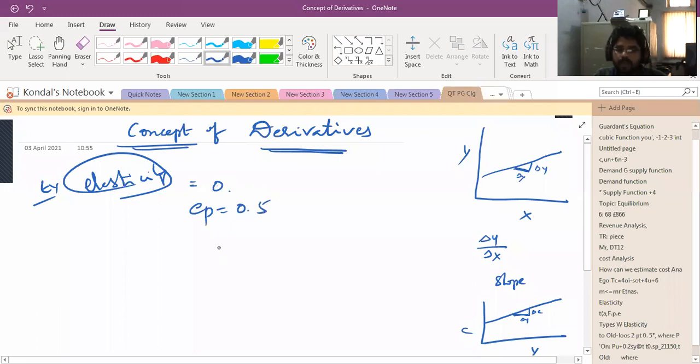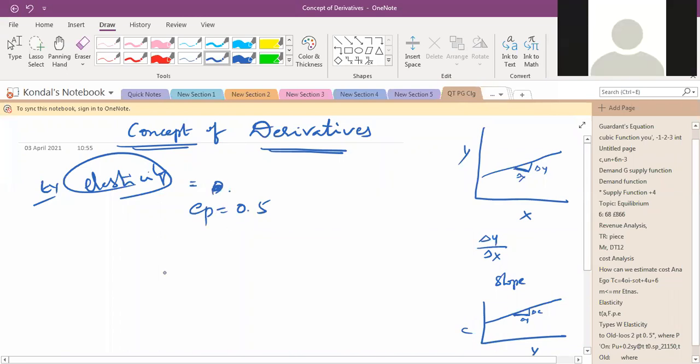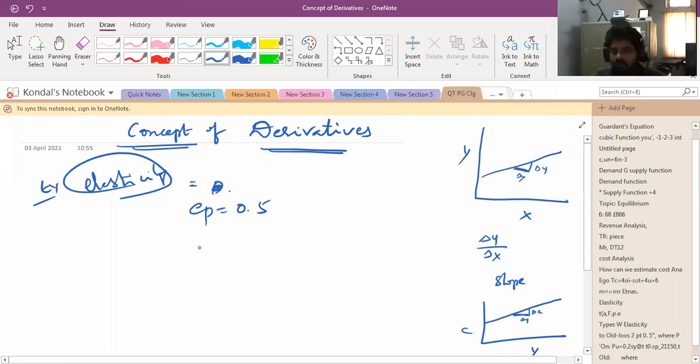What does it mean? Inelastic. It means that the percentage change in quantity demanded is less than the percentage change in price. For example, 1 by 2 will come, or 1 by 5.